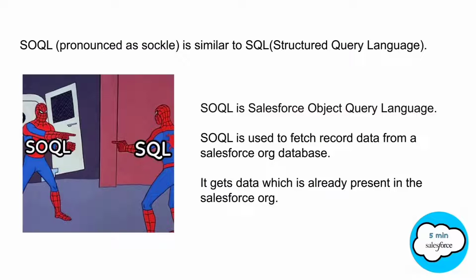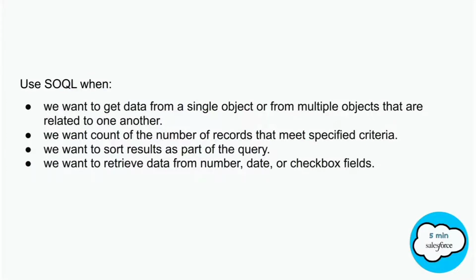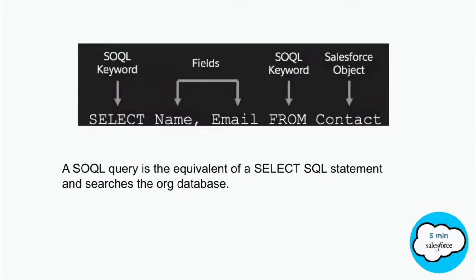It makes sense, right? When we write any SOQL query, we must have two requirements in our mind. What data we need, where that data is located. And when we deeply think about these two requirements, we understand that it all comes down to the fields and objects. So, we use SOQL when we want to get data from a single or from multiple objects. We want a certain count of number of records, or we want to sort them, or we just want to retrieve information.